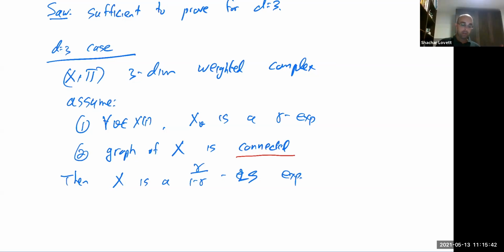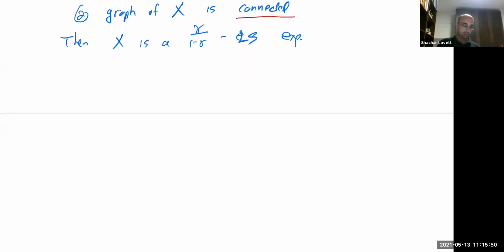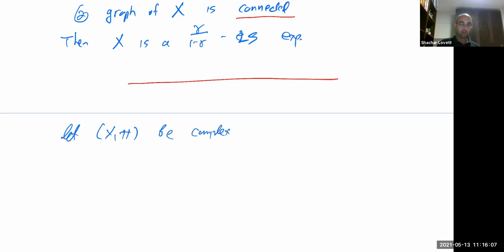Okay. So now let me remind you of this lemma that we saw last class. That's this technical lemma that will be the main driving force behind this proof. So let me first show you some definitions from last time. So again, now we're just going to be talking about, let X, pi be a complex again. And so we need 2 definitions, or 3 definitions.